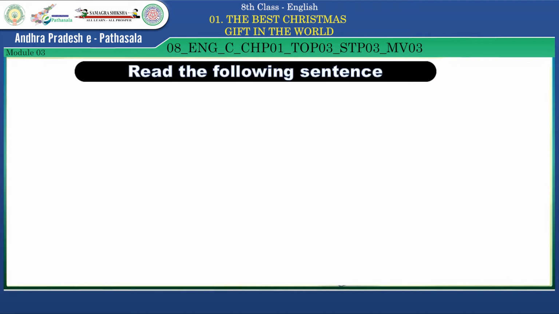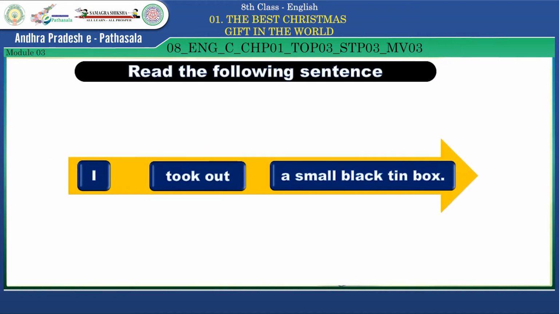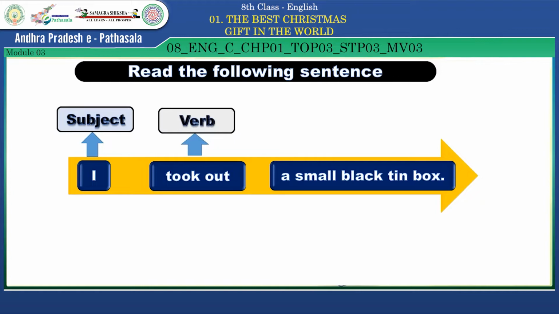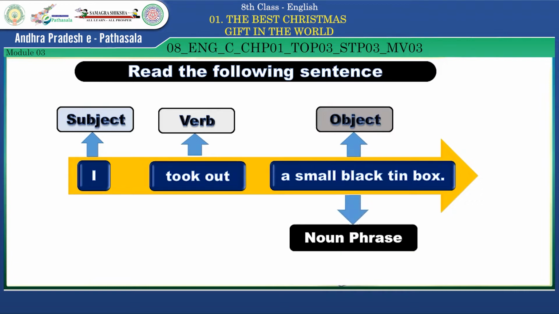Read the following sentence carefully. I took out a small black tin box. Now, identify the subject, verb, and object. So, the subject is I, and verb or phrasal verb is took out. I took out what? A small black tin box, which is an object. And this object is also called a noun phrase.